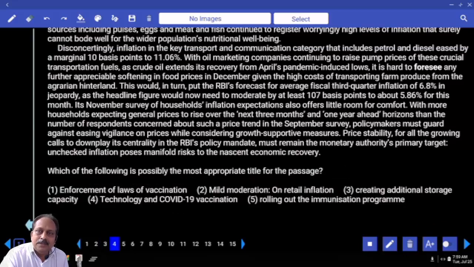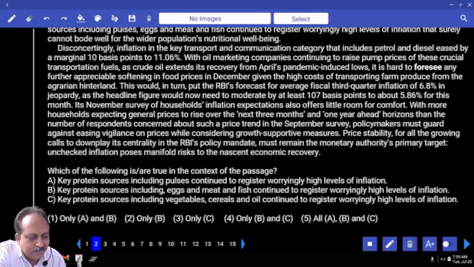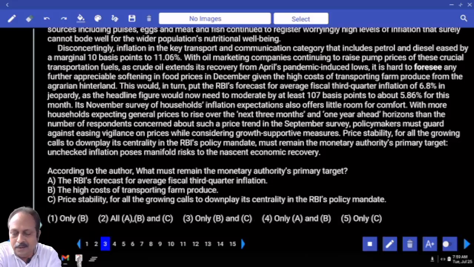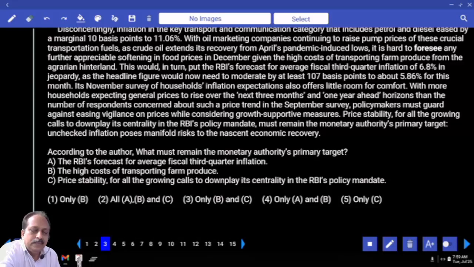Enforcement of laws of vaccination. No, something is missing. Second one is over. Third one, what is the answer here? The RBI's forecast. No, it is not about that. The high cost of transporting. Third one, C, price stability. Clearly mentioned or not? So what is the answer here? Only C. Fifth option is the answer.